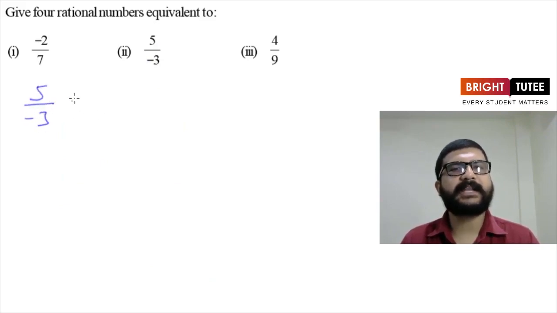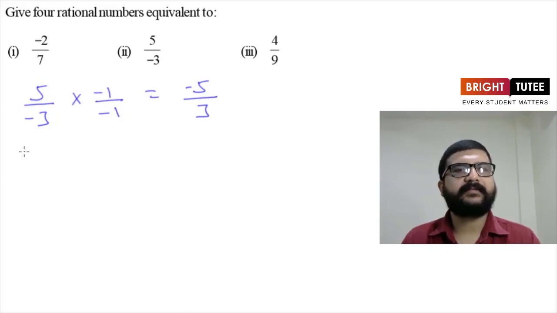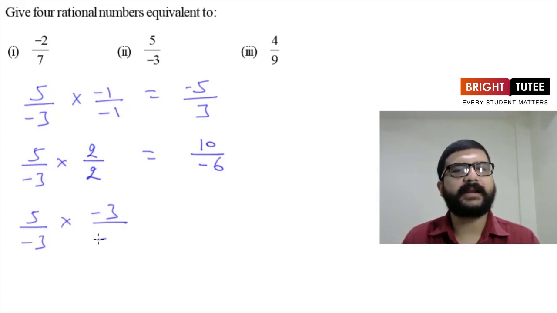First of all, let's multiply it with minus 1 upon minus 1. This gives us minus 5 upon 3 and then we can multiply it with 2 upon 2. So 5 upon minus 3 into 2 upon 2, this will give us 10 upon minus 6. Now let's multiply this number 5 upon minus 3 with minus 3 upon minus 3.